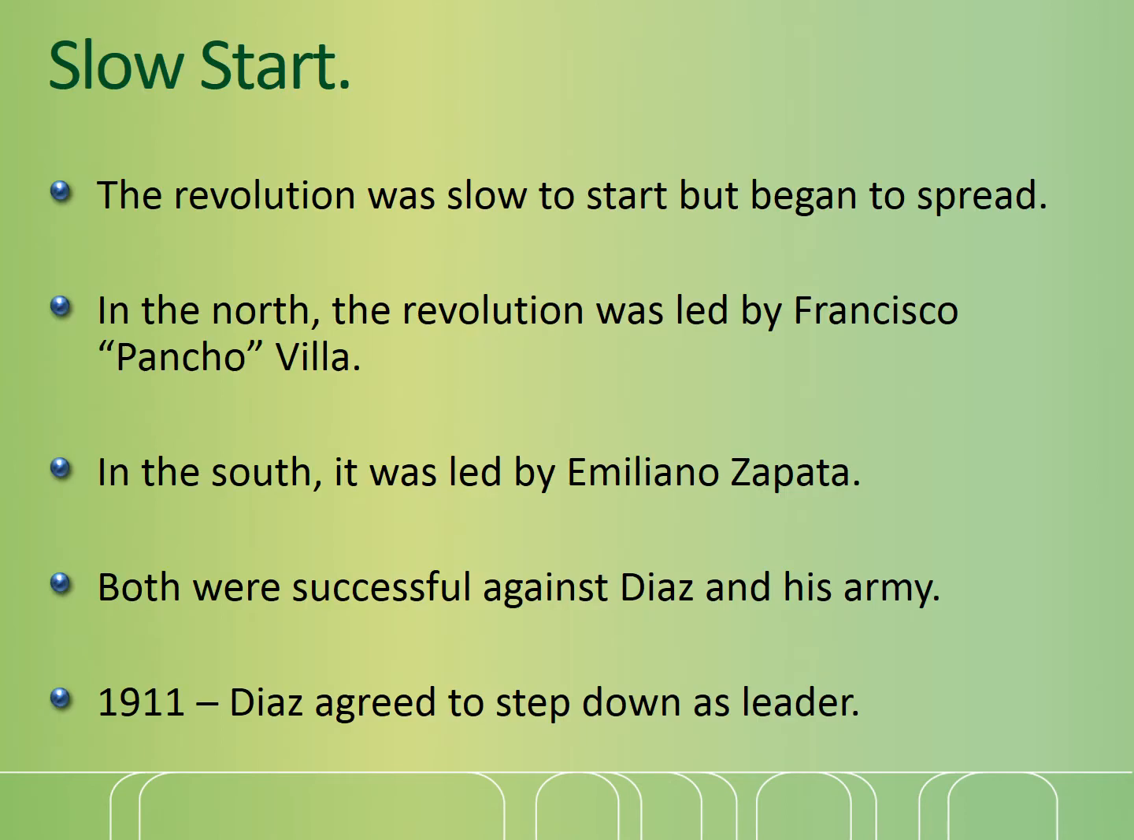So the revolution was slow to start, but it began to spread around the country. In the north, the revolution was led by Francisco Pancho Villa, and in the south, it was led by Emiliano Zapata. Both were successful against Diaz and his army, and in 1911, Diaz agreed to step down as leader of Mexico.